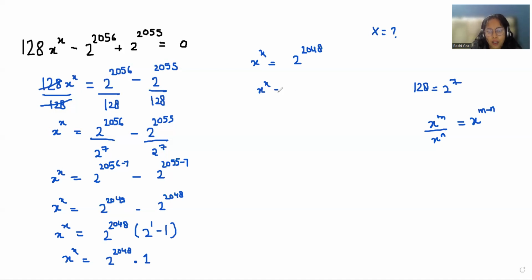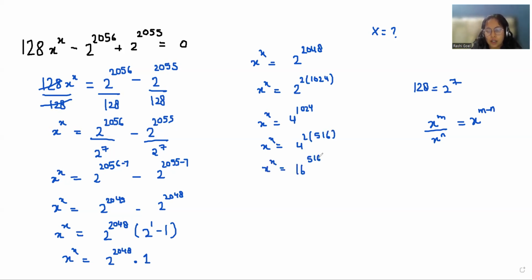Now from the power I can take 2 as common. So what is left? 1024. So x^x is equal to 2^2, which we can write as 4, raised to the power 1024. Now again I am taking 2 as common from the power. So what is left? 512. x^x is equal to 4 squared, which is 16, to the power 512.